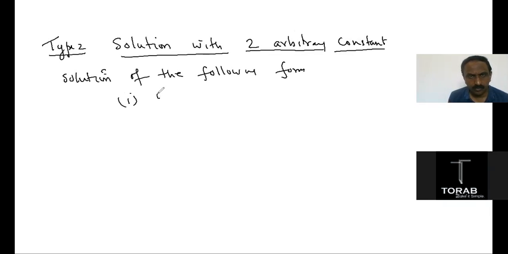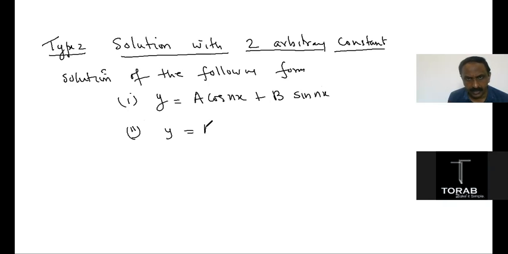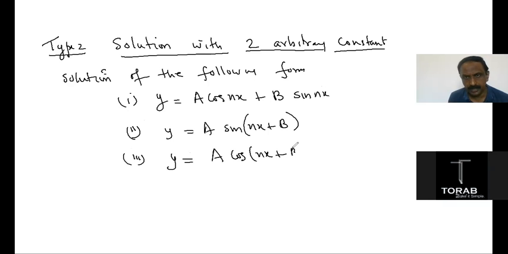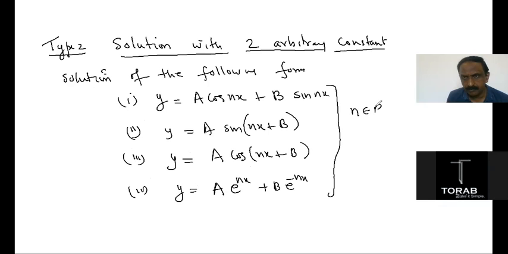One, y equal to a cos nx plus b sin nx. Two, y is equal to a sin nx plus b. Third, y is equal to a cos nx plus b. Fourth, y is equal to a e raised to nx plus b e raised to minus nx. Remember, n is a real number. A and b are the arbitrary constants.